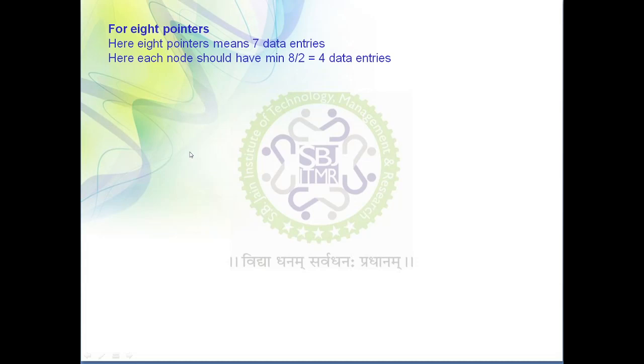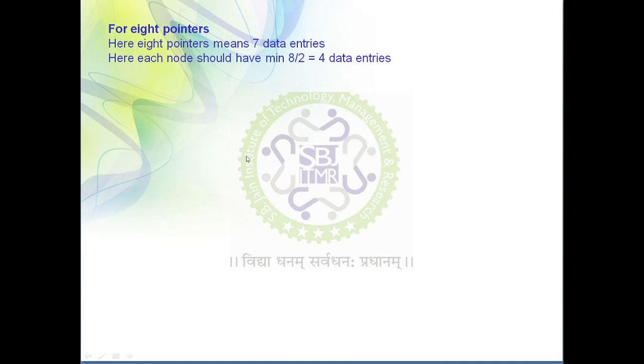So here the value of n is 8, that means the number of pointers is 8. So how many maximum values can it hold? N minus 1, that is 7 maximum values you can put in a node. And again you need to calculate the minimum. What is the formula to calculate the minimum? N by 2. What is n? The number of pointers. So n by 2, that is 8 by 2, that means 4 minimum entries should be there.